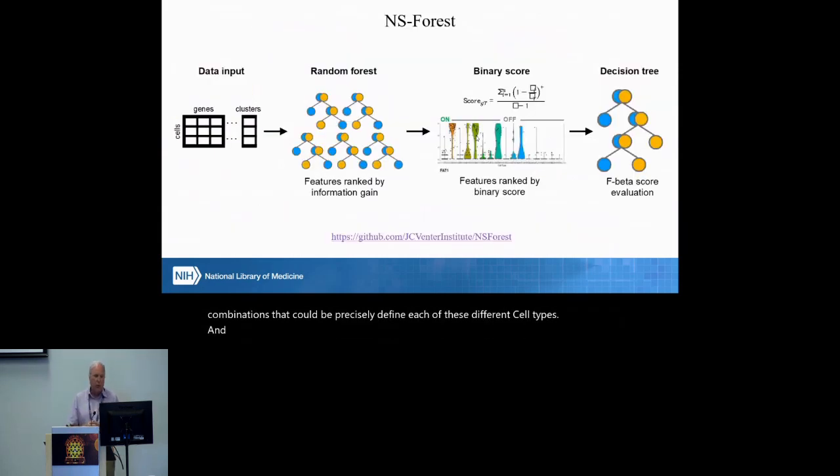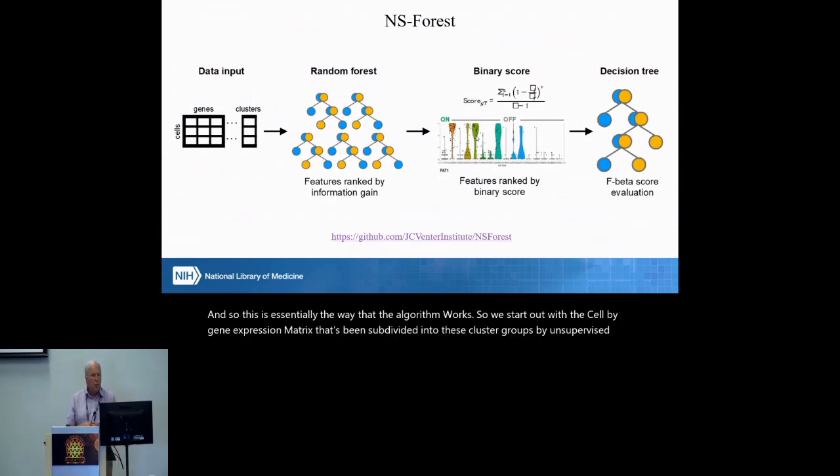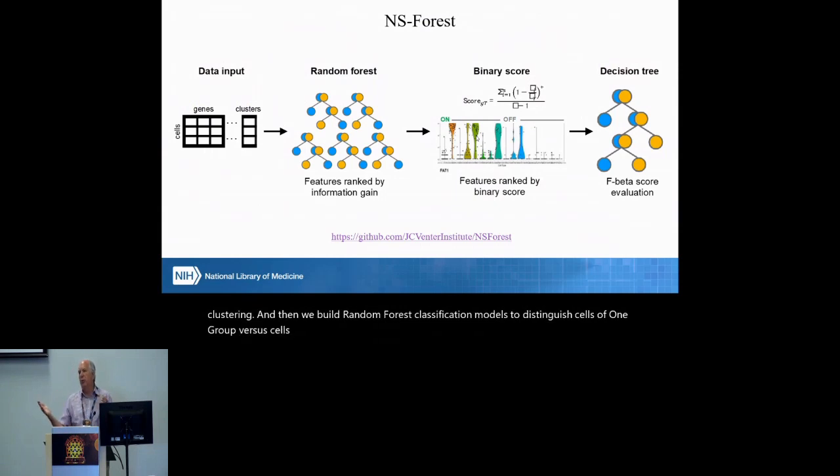And so this is essentially the way that the algorithm works. So we start out with the cell by gene expression matrix that's been subdivided into these cluster groups by unsupervised clustering. And then we build random forest classification models to distinguish cells of one group versus cells from all the other groups. So it's a binary classifier that we're building. But really what we were interested in is not so much the classifier itself, that model, but the features that were most useful in making the distinctions between the different cell types.